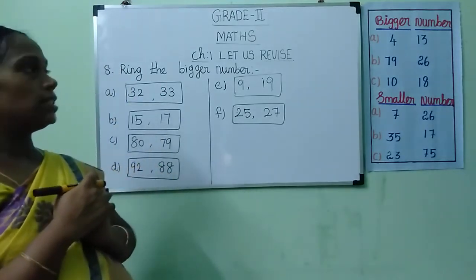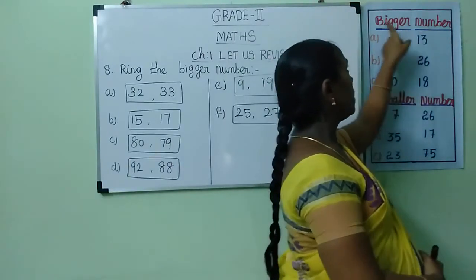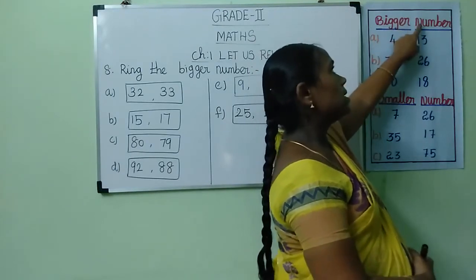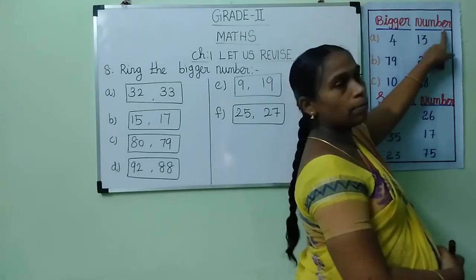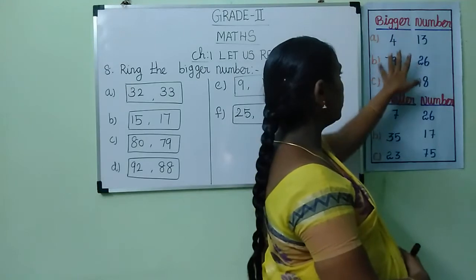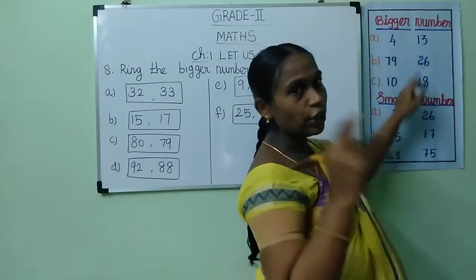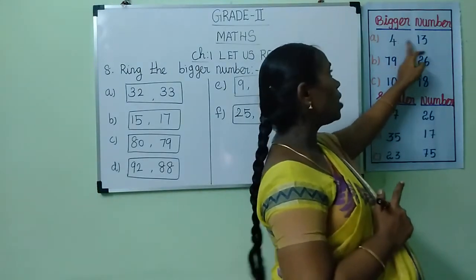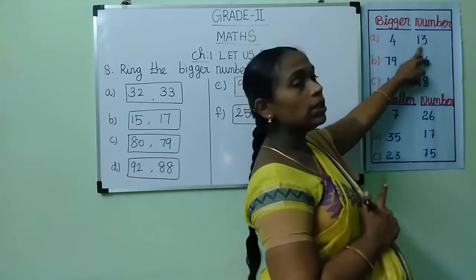Okay, children? See, for example, see here, bigger number, B-I-G-G-E-R, N-U-M-B-E-R, bigger number. What is this? Bigger number. See, here three sums are given. The first sum, 4 and 13. Here two numbers are given. What are the numbers? 4 and 13.